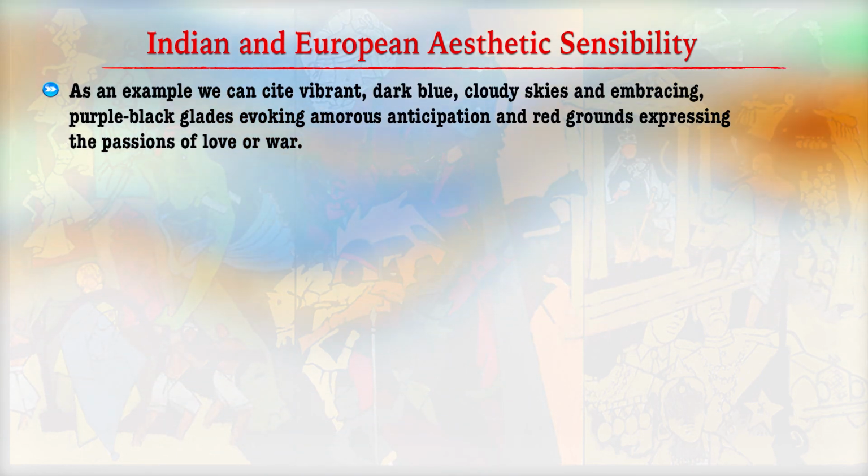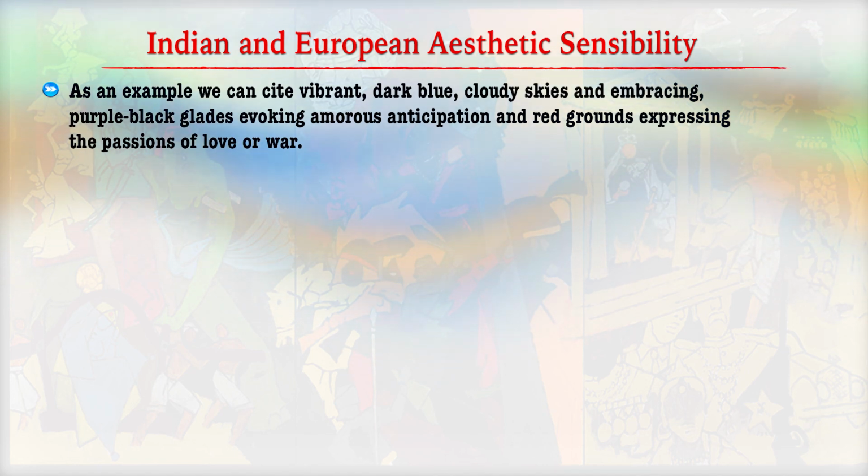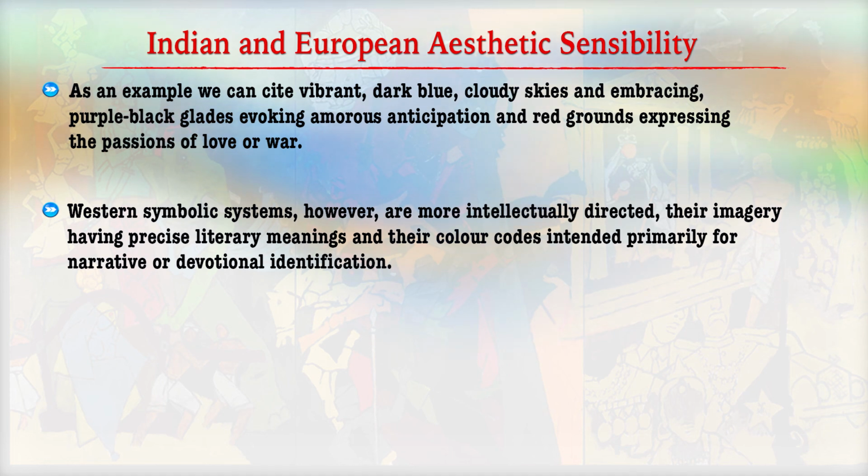The color schemes of the setting generally reflect the narrative emotional mood. For example, we have dark blue, cloud skies, we have purple, black shades, red shades which express passion for love or war. Western symbolic system is more intellectually directed. Their images have precise literal meaning and their color codes are intended primarily for narrative purposes.